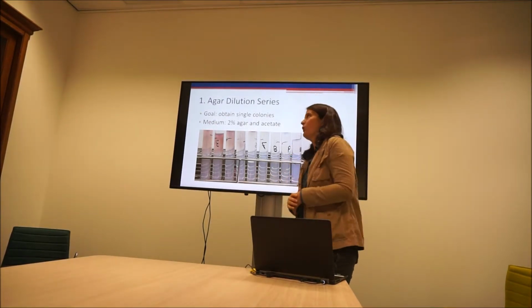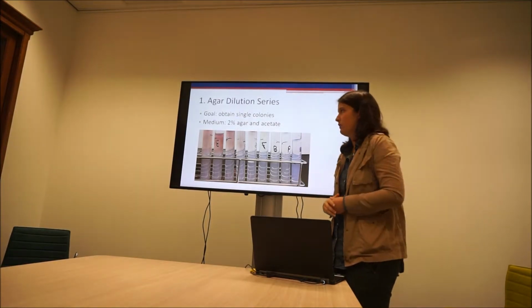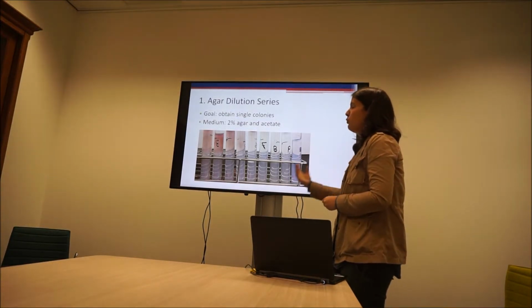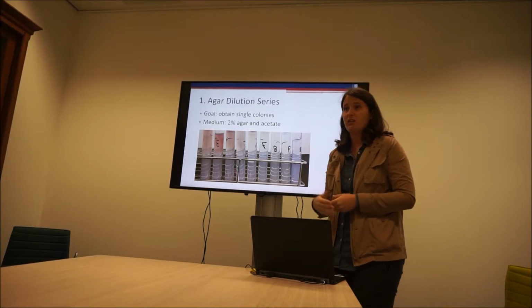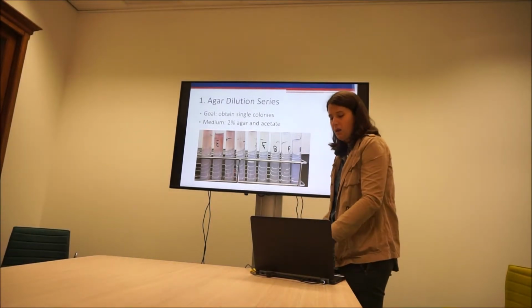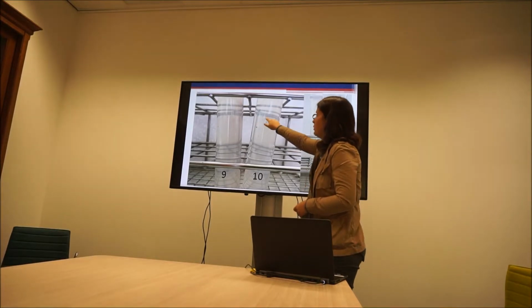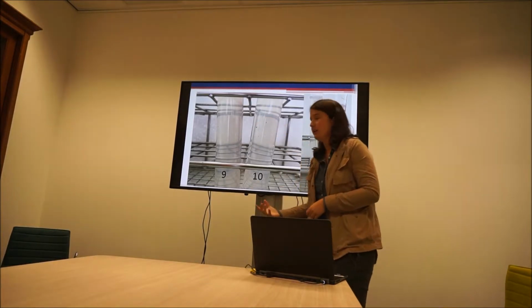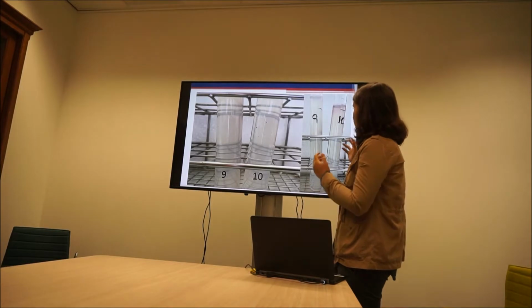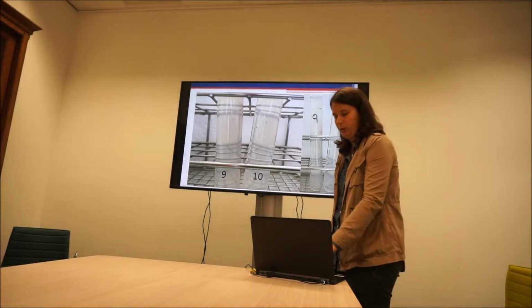So the first experiment that we set up was an agar dilution series. The goal of this was to obtain single colonies. The medium of this was 2% agar and based on acetate, so exactly what is in the reactor. And as you can see here, we were very successful in obtaining those single colonies, which was the main, like I said, the main goal of this experiment.